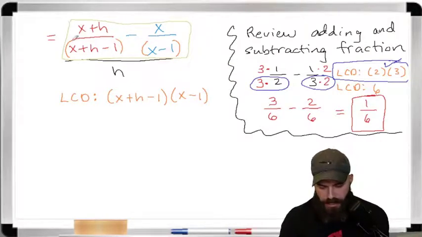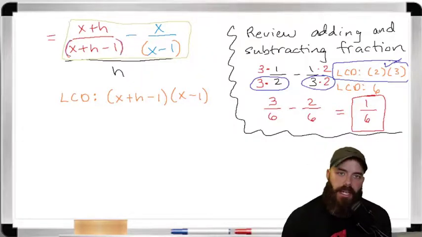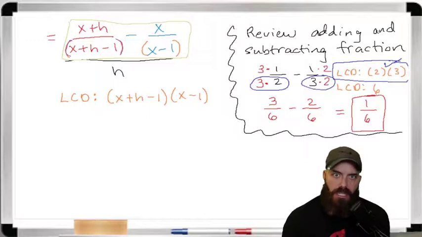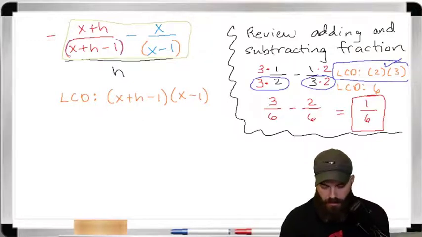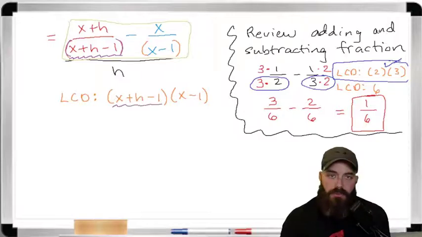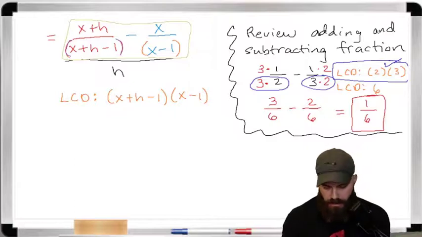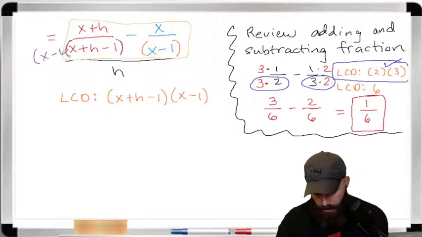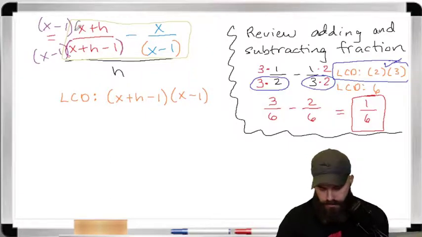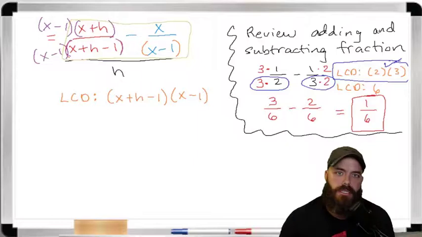I need to take this denominator and multiply it by something to make it the common denominator. Well, what is that something? Well, if you look very closely, this denominator is missing the x minus 1 part of the common denominator. So we need to multiply the top and the bottom by x minus 1. Let's put that x plus h in parentheses.